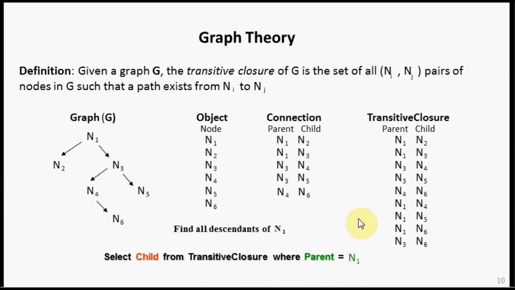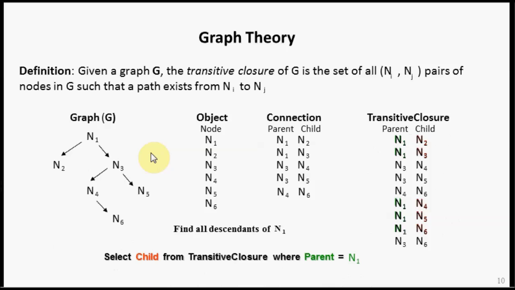Now let's play computer for a second and execute this query. Let's find all the rows where the parent has a value of N1. We see that in green here. And let's find all of the children from all those records. What we find is we get N2, N3, N4, N5, N6. So in fact, that represents all of the descendants of N1 here.